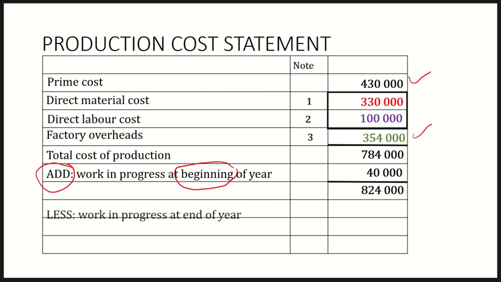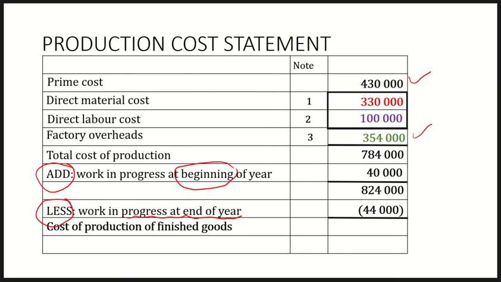And then check what you do. Less. You subtract. You subtract what? Work in process at the end of the year. Where is it? There it is, 44,000. You minus that, and then you will simply get your cost of production of finished goods. It will be 780,000. That's it.